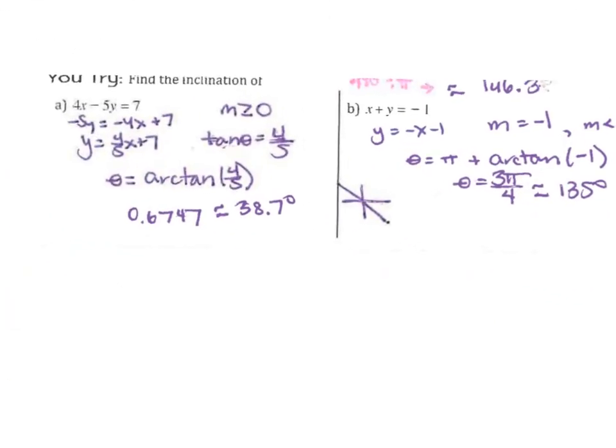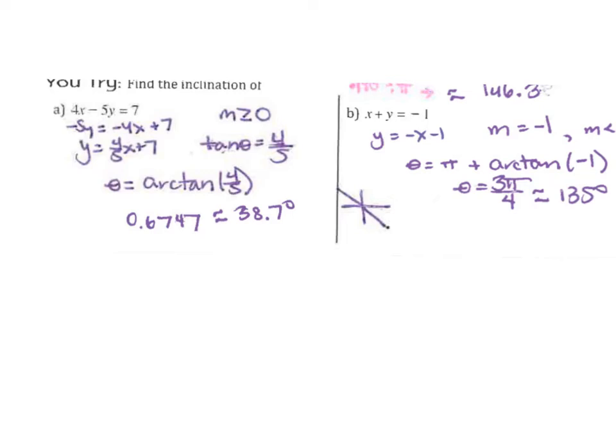Trying this out, letter A, you find that the slope is 4 over 5, and so that slope is greater than or equal to 0. So we're going to use tangent of theta equals 4 over 5. You would find that's approximately 0.6747 or 38.7 degrees.